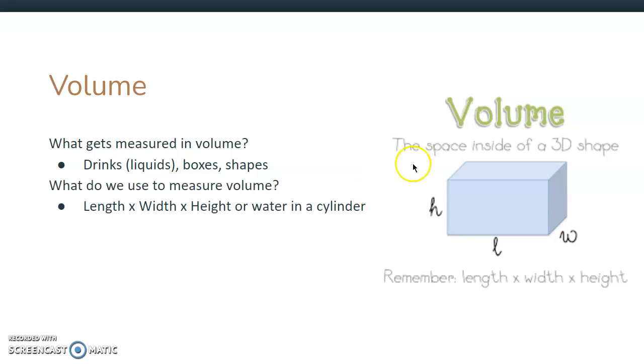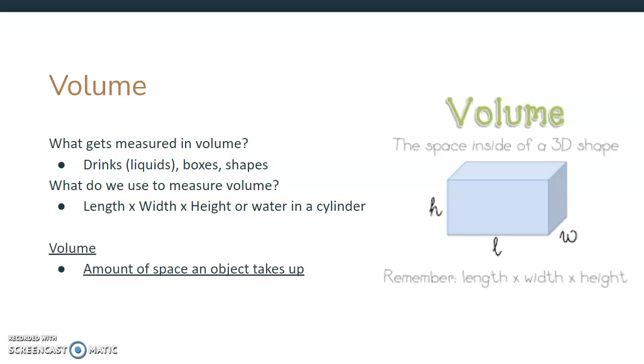I was thinking either length times width times height, so we can see that that is how we have measured this rectangular prism, I should say, or a 3D box, or water in a cylinder. So we learned yesterday that if we have a rock or an object that is not easily measured like this, we can place it in a cylinder and measure the difference in the starting volume of the water and the ending, and that difference is equal to the amount of volume of the shape.